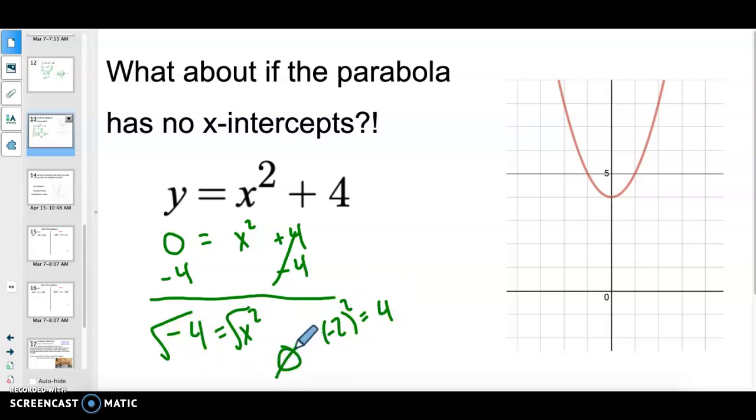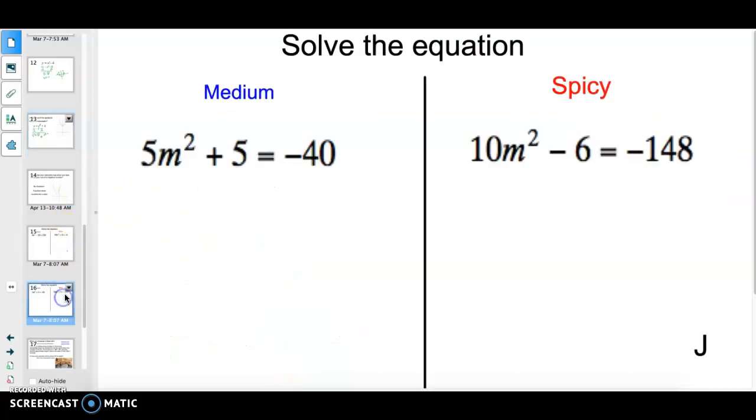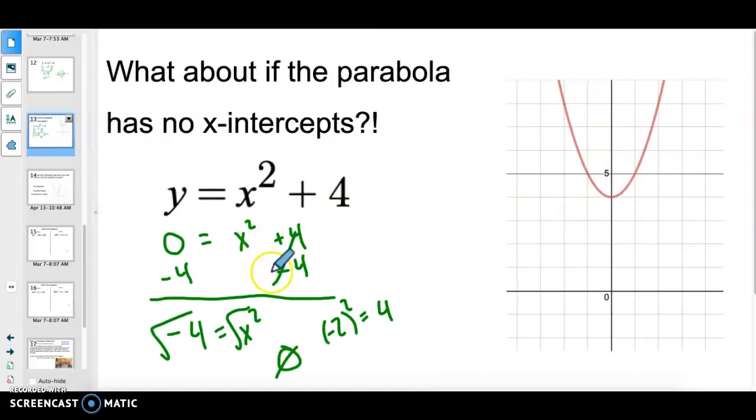So you cannot take the square root of a negative number, so that's going to be no solution. Anytime you're solving these equations and you get a square root, let's see if I can find a quick example. So this one, if you'd solved it, you would have had the square root of a negative number, so that would be no solution as well. So when you're solving with square roots and you get the square root of a negative number, it's going to be no solution because there are no x-intercepts.